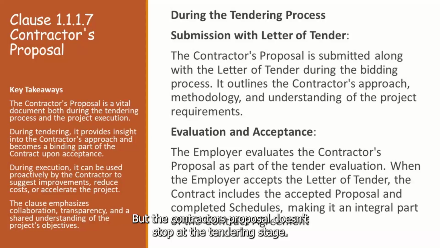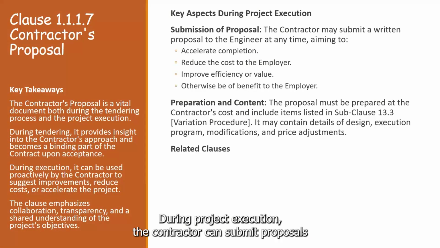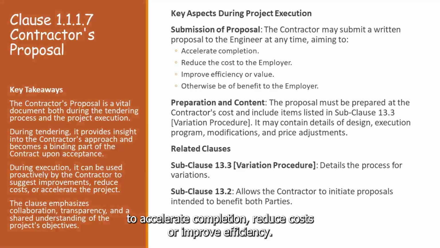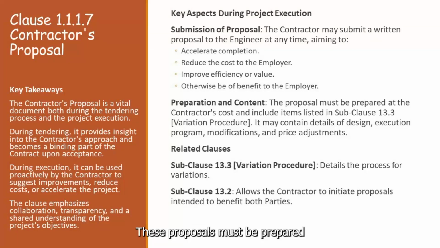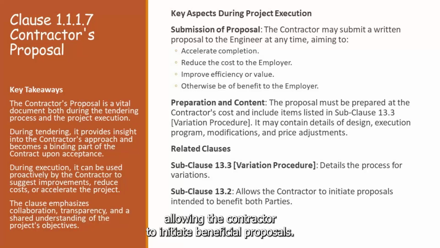But the contractor's proposal doesn't stop at the tendering stage. During project execution, the contractor can submit proposals to accelerate completion, reduce costs, or improve efficiency. These proposals must be prepared at the contractor's cost and follow specific guidelines. This clause is interconnected with others, such as Sub-Clause 13.3, which details the variation procedure, and Sub-Clause 13.2, allowing the contractor to initiate beneficial proposals.